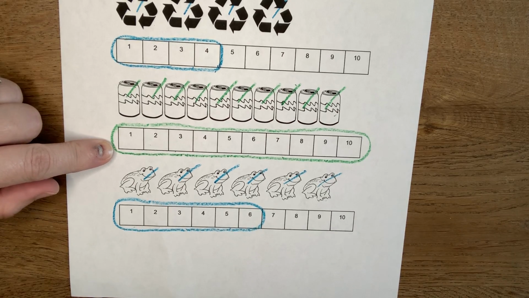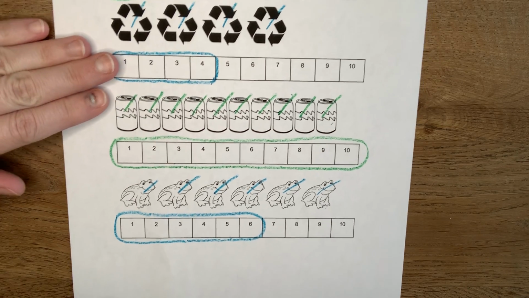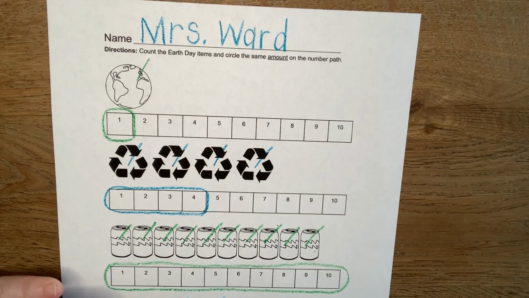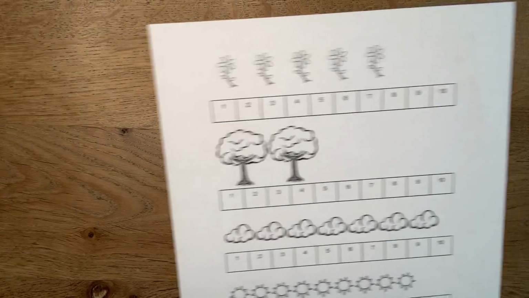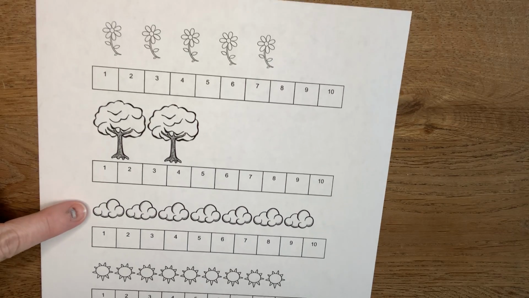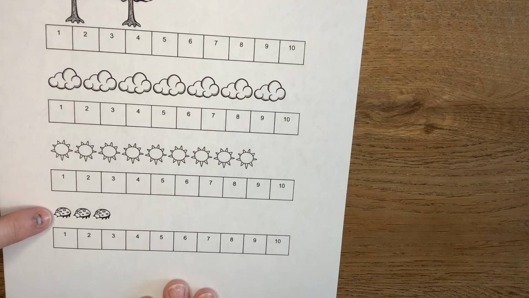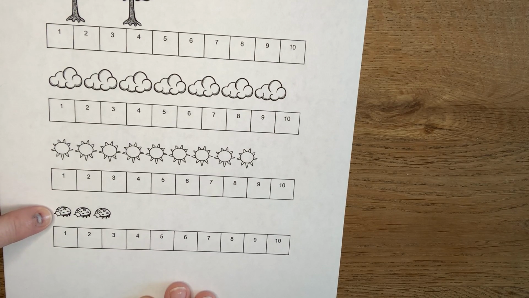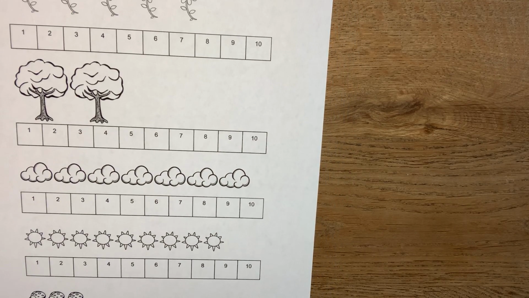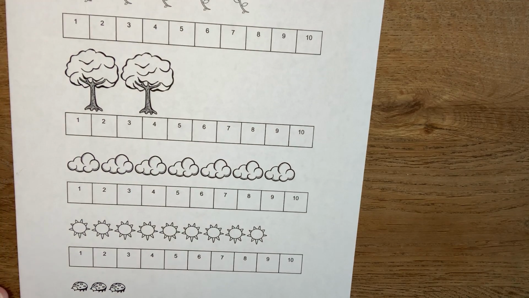Now, I'm pretty sure you've got the hang of this because we've done it lots of times together before in class. And now we practiced the whole front side of the worksheet together in this video. So what I want you to do now is to either flip over your paper or look at your other worksheet where we have flowers, trees, clouds, sunshines, and even some cute little ladybugs. And on the back, on this side of the paper, I want you to count and mark how many objects you have and then circle the same amount on each number path.